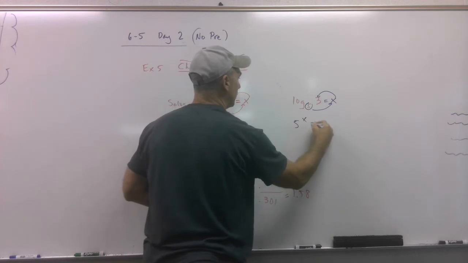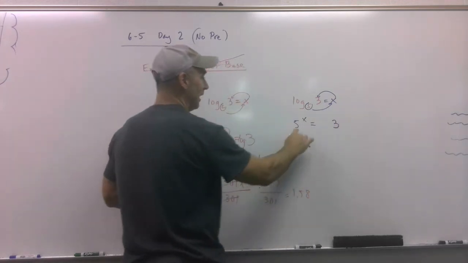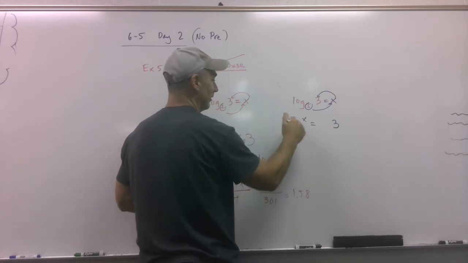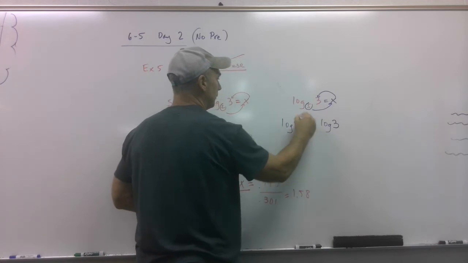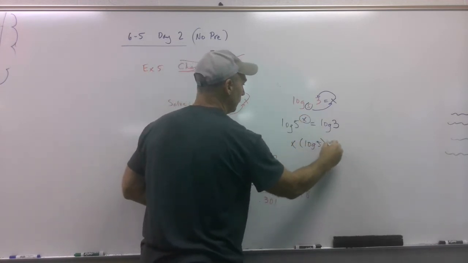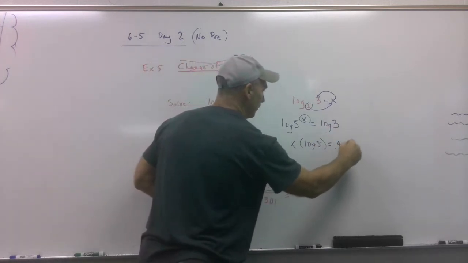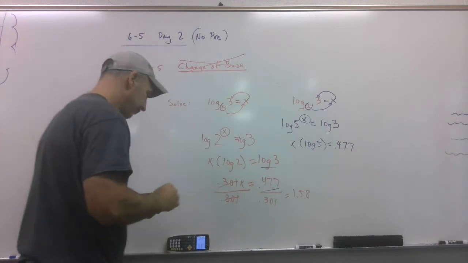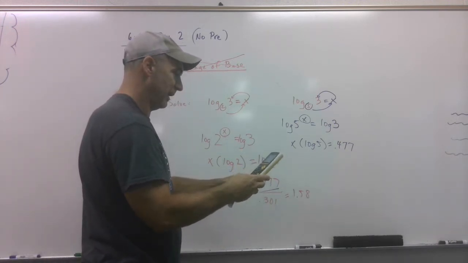5 to the x power equals, I'm going to leave a space, 3. Why do I leave a space? I can see common bases, happy places. That's not happening. Slap a log there, slap a log there, bring it down the front. X times log of 5 equals the log of 3. Now we just did log of 3. I'm going to cheat a little bit. 0.477. Find log of 5 by simply typing in log of 5.